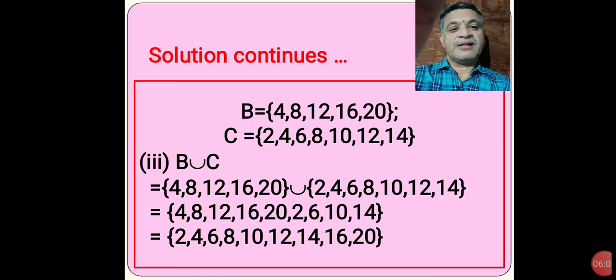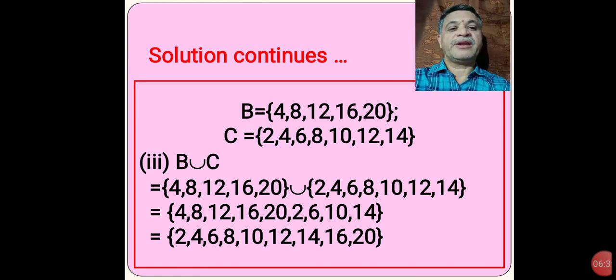First you write all the elements in set B, the first set, that is 4, 8, 12, 16, 20. Now go to the second set, write the elements which are not repeating in the previous set. Write 2. 4 is already there, so 6, 8 is there, 10, 12 is there, write 14.